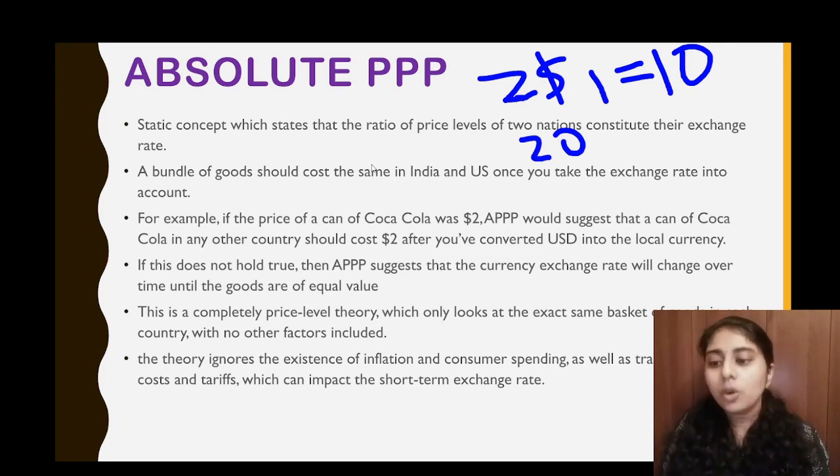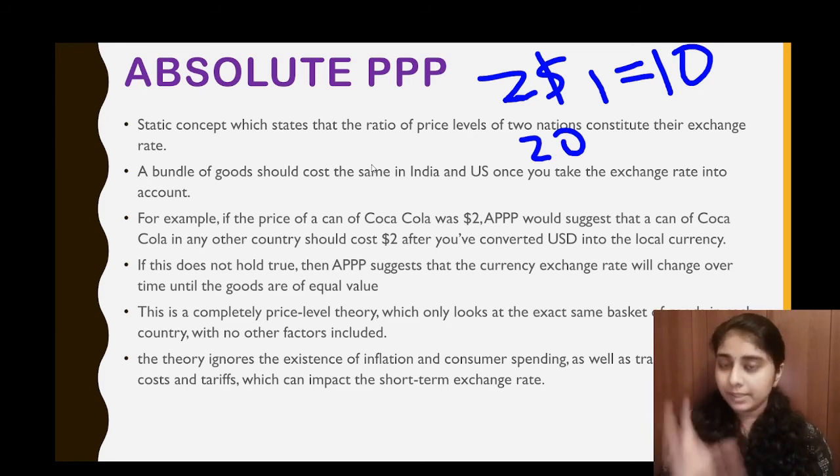So this is a completely price-level theory which only looks at the exact same basket of goods in each country, with no other factors included. So the peculiarity of absolute purchasing power parity is that we are comparing the same product.